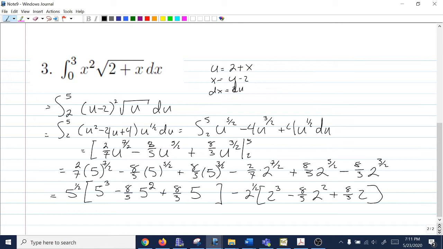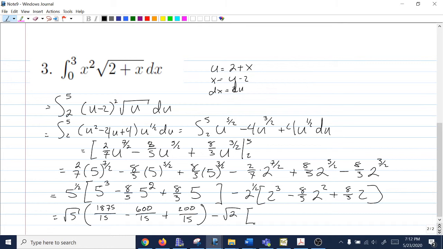What is this? 125. God, I got a common denominator of 15. I get root 5 times, what's 125 times 15? Can I do that? 125 times 5 is 625. Times 3 is 1875 over 15. This is 25 times 8 is 200, times 3 is 600 over 15. This is 40 over 3 times 5 is 200 over 15.